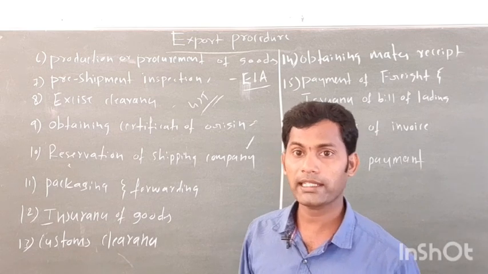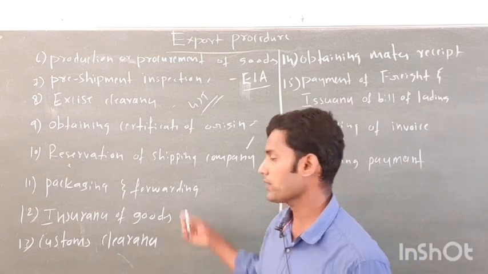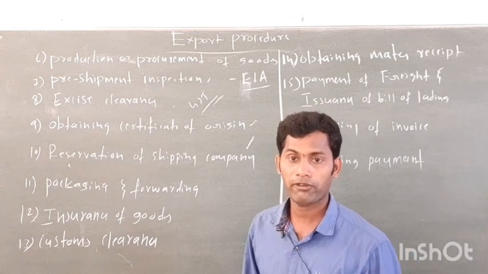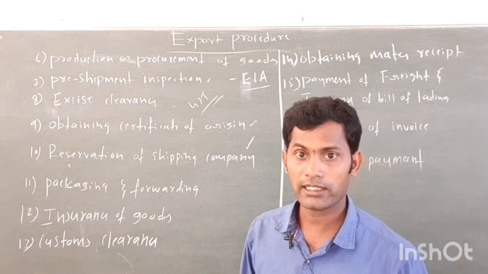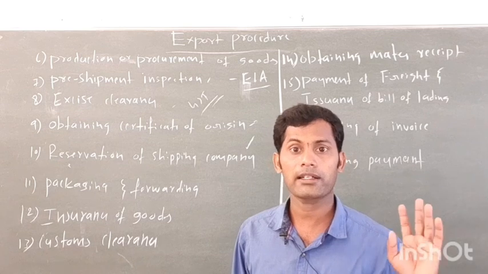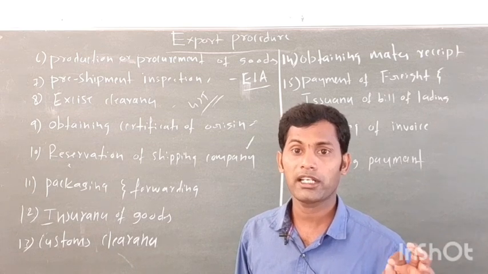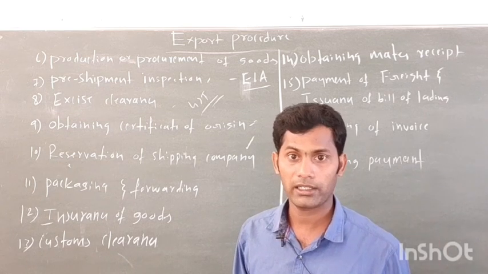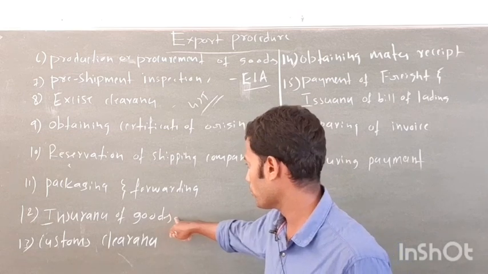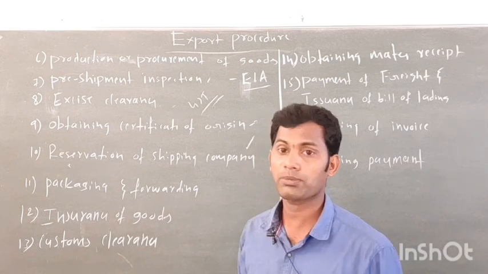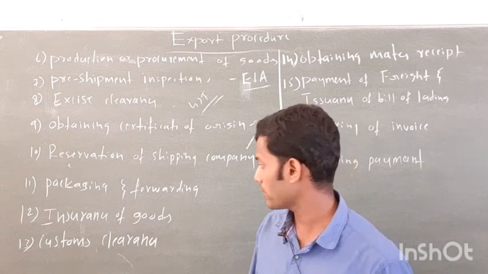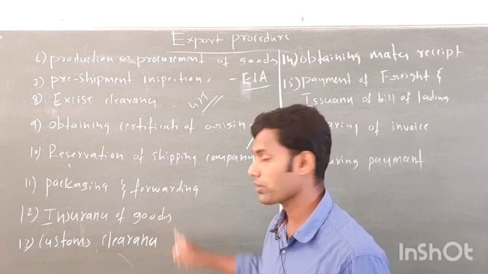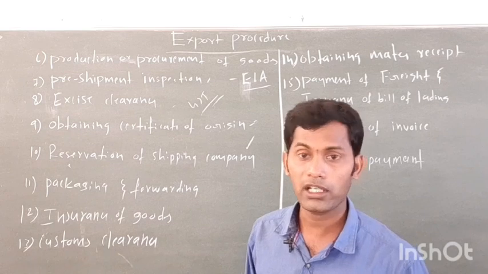So after packaging and forwarding, we have insurance of goods. We are exporting the product by way of sea. There are several threats, or it may be caused by any peril. So we should take an insurance policy to protect or safeguard our product. That is the 12th one, insurance of the exported goods.